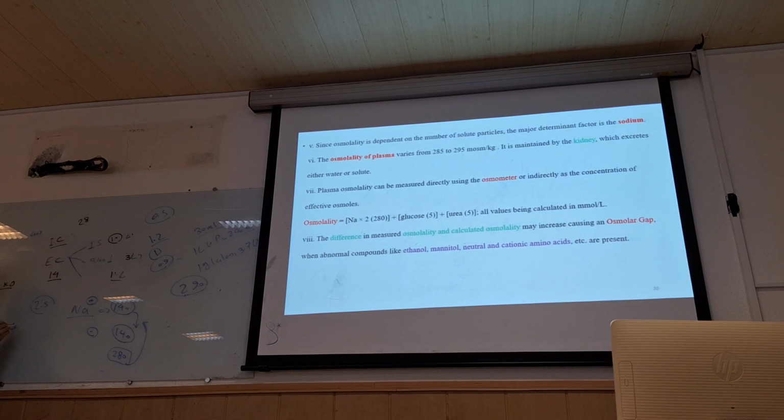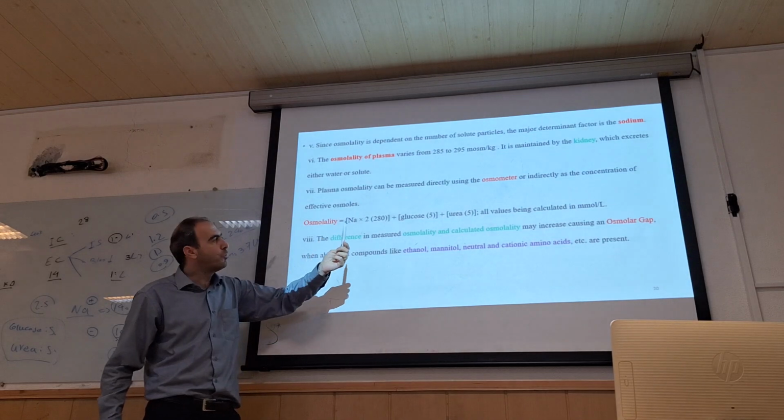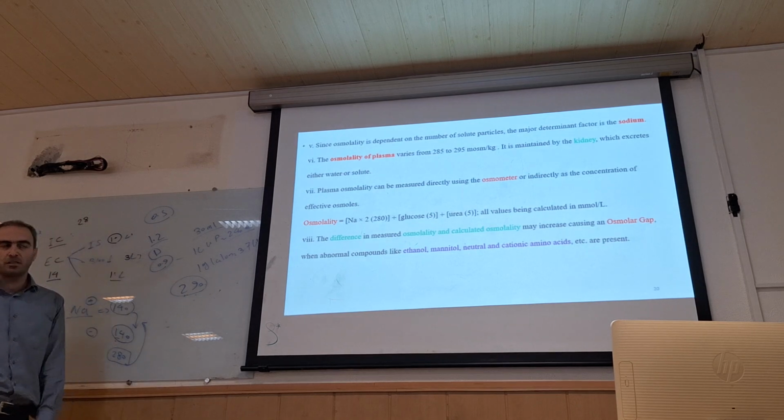And glucose and urea are important, 5 and 5. If you remember from the first case, in addition to the osmolality of plasma, we also have urea, sometimes creatinine, and glucose, so we need to know the glucose concentration too. So how can we calculate? Sodium multiplied by 2 is equal to 280, glucose 5, urea 5, together known as 290.